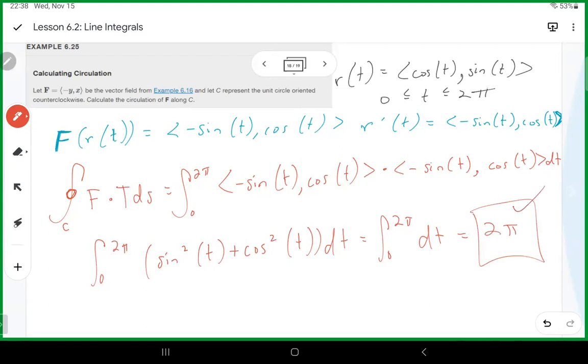Notice that the circulation is positive. The reason for this is that the orientation of C flows with the direction of F. At any point along the circle, the tangent vector and the vector F form an angle of less than 90 degrees, and therefore the corresponding dot product is positive.